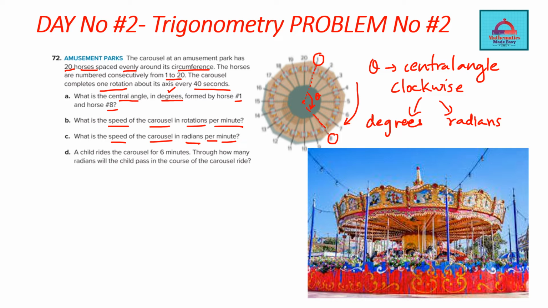Last is, a child rides the carousel for 6 minutes. So he's taking this ride for 6 minutes. Through how many radians will the child pass in the course of the carousel ride? Radians means, again, we are talking about the theta angle, but here the unit is different as compared to part A. So this is step 1. Whenever you get a word problem, this is a trigonometry word problem, you highlight important information, you read it maybe 2-3 times till you understand and grasp what the question is saying, what all is given to you, and then we begin solving it.